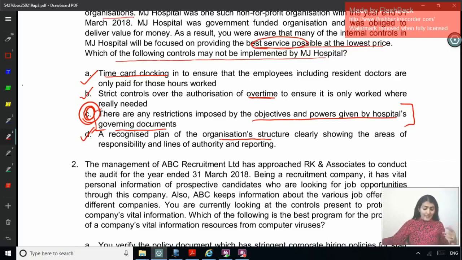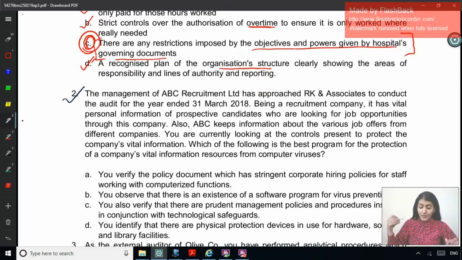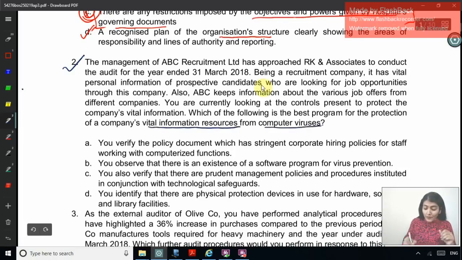Okay, right. Then coming to question number 2, right? I hope you are all paying attention. The management of ABC Recruitment Limited has approached RK and Associates to conduct the audit for the year 31st March 2018. Being a recruitment company, it has vital personal information of prospective candidates who are looking for job opportunities through this company. Also, ABC keeps information about the various job offers from different companies. You're currently looking at the controls present to protect the company's vital information. Which of the following is the best program for the protection of a company's vital information resources from computer virus?